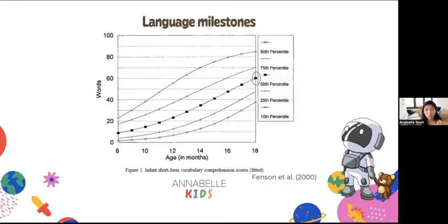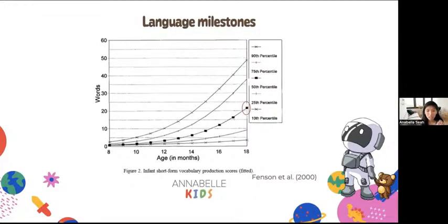Okay, so the next 2 slides show charts from a research study done quite many years ago. What they did in this study was they had a relatively large number of parents fill up a checklist of words that children understood and said. So these charts show the results of the study. And you can see that 50% of the children who were 18 months old understood around 60 words. Okay, and if we go to the next slide, we see that around 50% of children who were 18 months old used about 20 words.